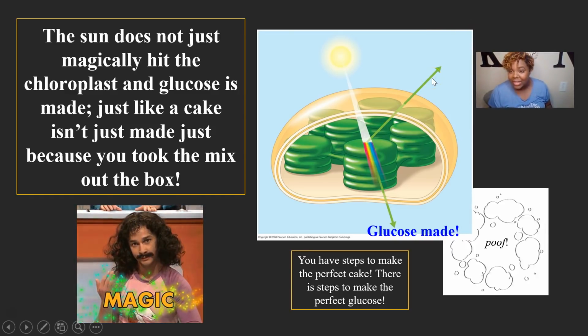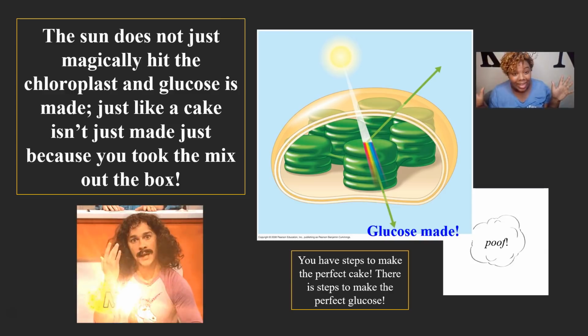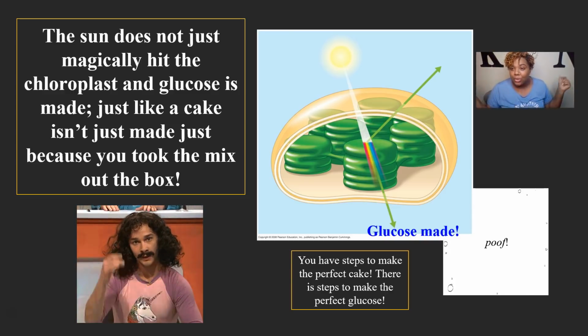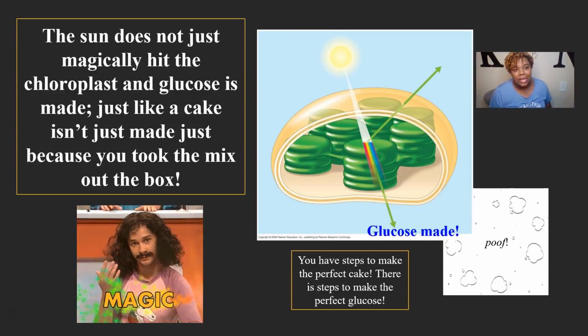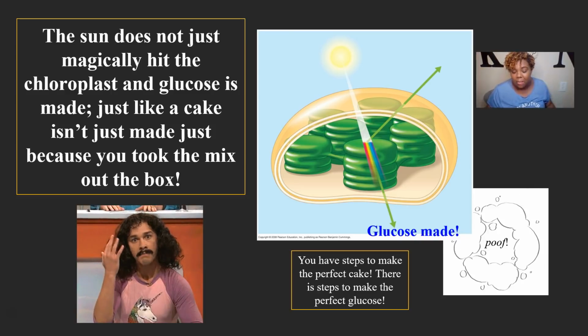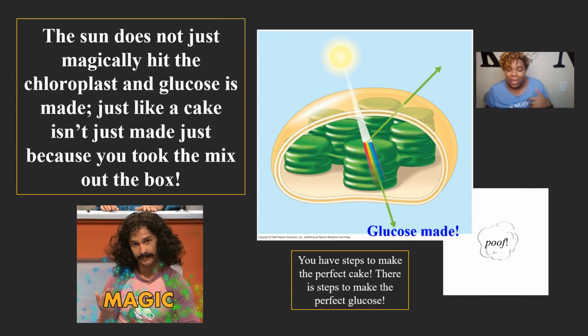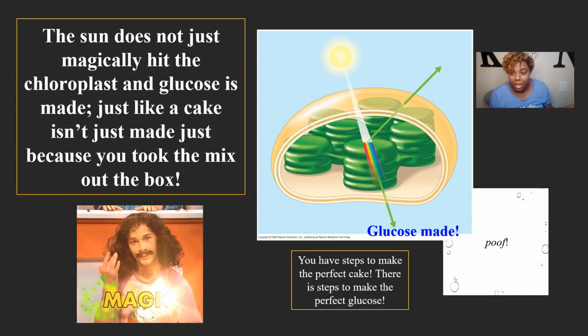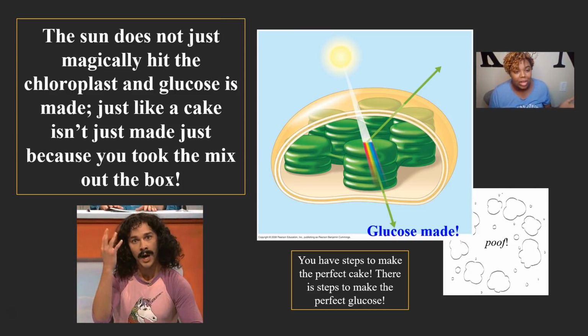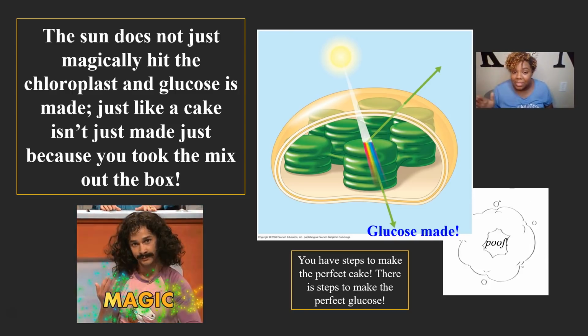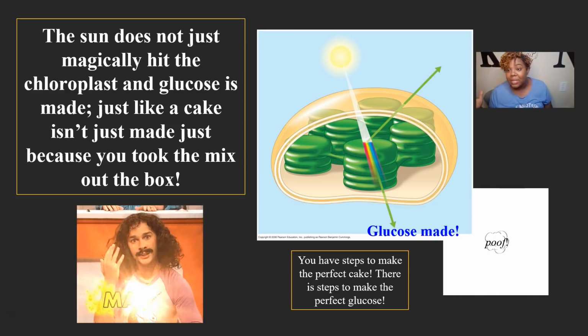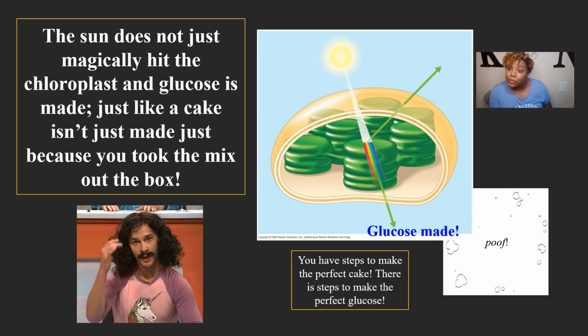The sun does not just magically hit the chloroplast and glucose is made. That's like saying that there's instant cake. Like I could just take the mix, pour it in a bowl with some egg and milk, and poof, the cake is just going to be baked and ready. Doesn't work that way. There are steps to making a cake. There are steps to making glucose, which is, again, the food for the plant.